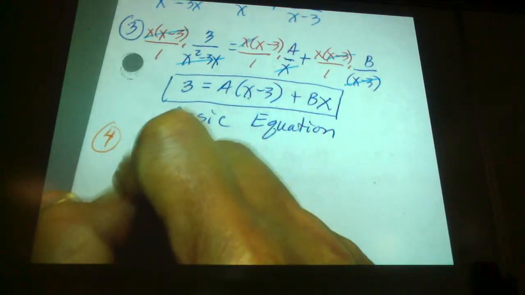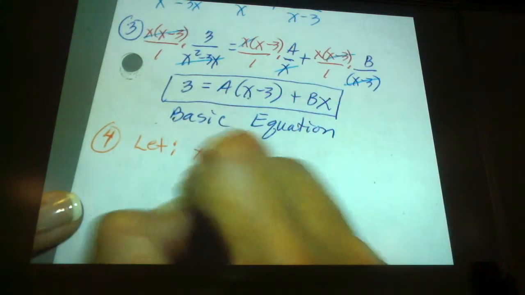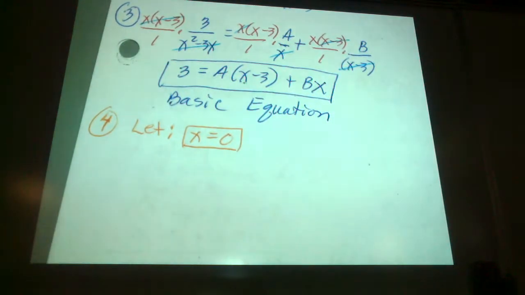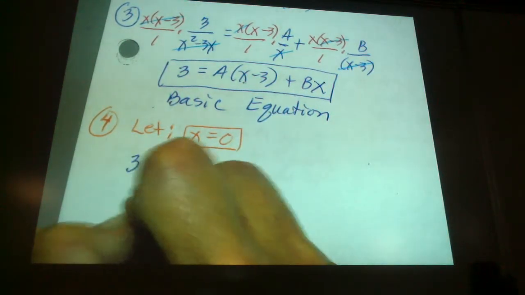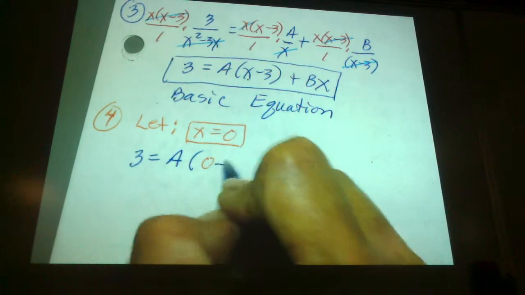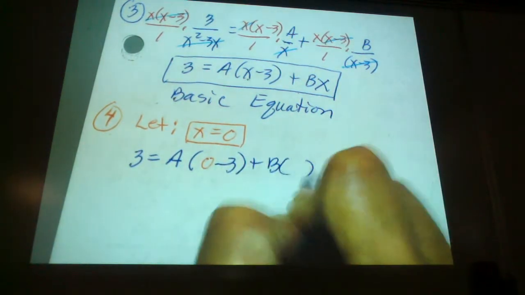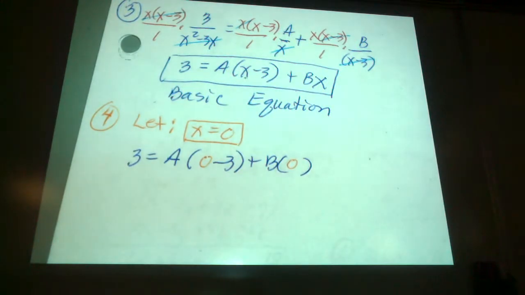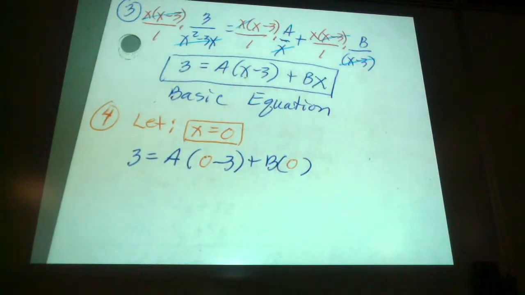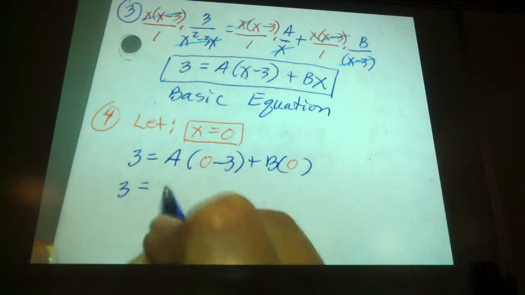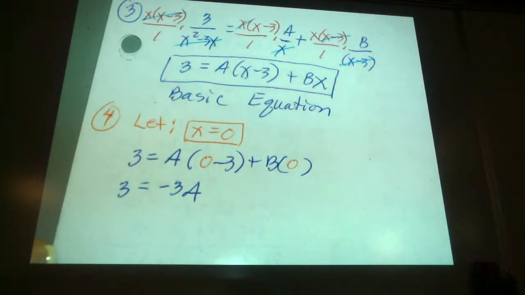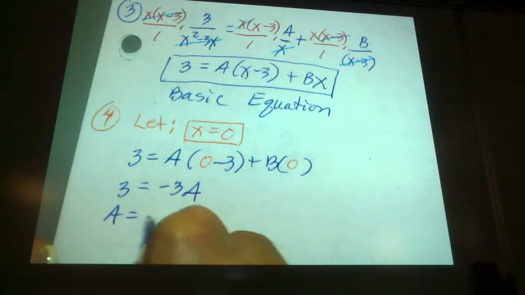I am going to let x equal, we'll start with a 0. So I'm going to take that basic equation, everywhere I see an x, I'm going to put in a 0. So I have 3 equals, I don't know A, but instead of x, I'm putting in a 0, minus 3, plus B, and instead of x, put in a 0. Doesn't this zero out? And then 0 minus 3 is negative 3 times A. So I have 3 equals negative 3A. I don't have to write this because it's 0. So what's the value of A? Negative 1.